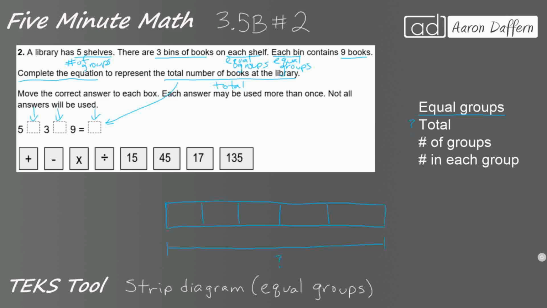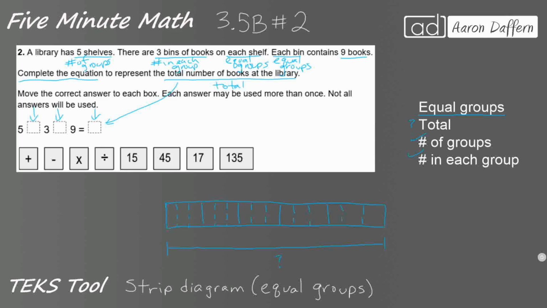Now, there are 3 bins of books in each shelf, so this could be the number in each group. Within each of those shelves I've got 3 bins. So I'm just going to draw 3 bins within each of these shelves. I'm going to use these dashed lines to represent a different grouping. Now I've got 5 shelves, and I've got 3 bins on each shelf.